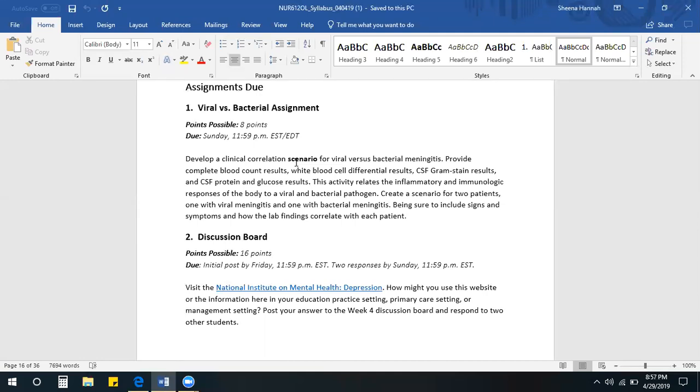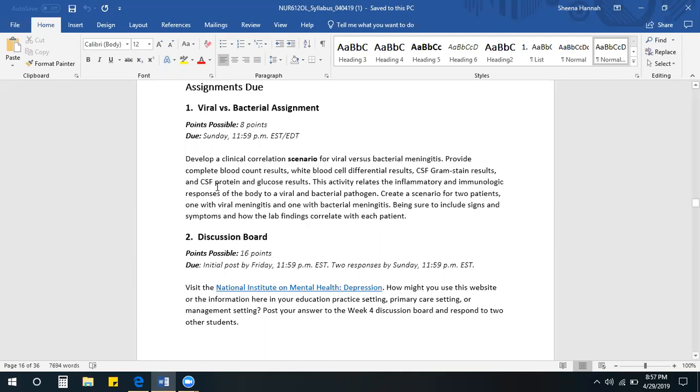I don't want a table that says, this is what viral meningitis looks like, this is what bacterial meningitis looks like. I want this to be in paragraph form. I want it to be scholarly written. We're all grad students here, so we need to make sure that our writing skills are up to par. So please develop a scenario like you're working in an ER and you have this patient come in. Do that for each.